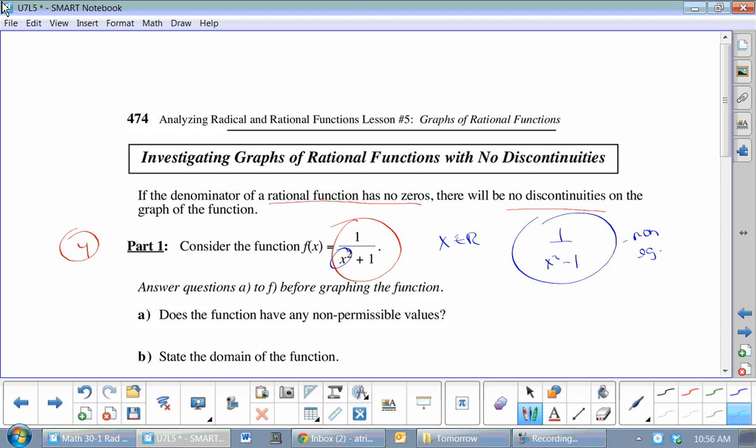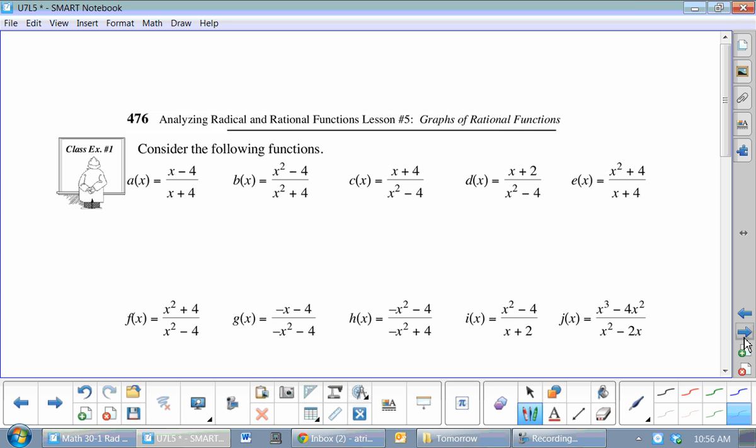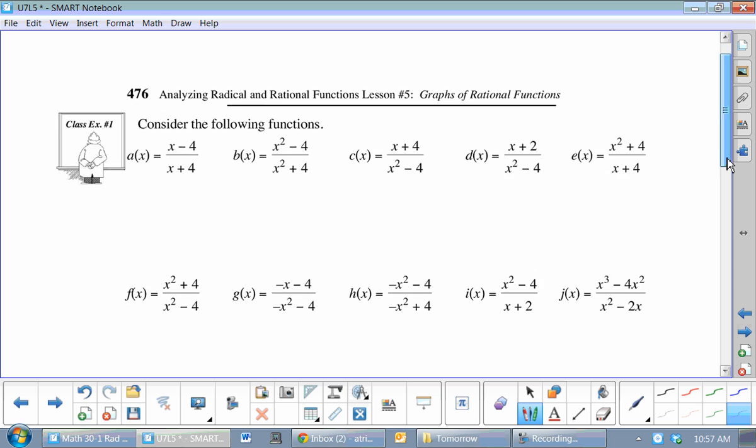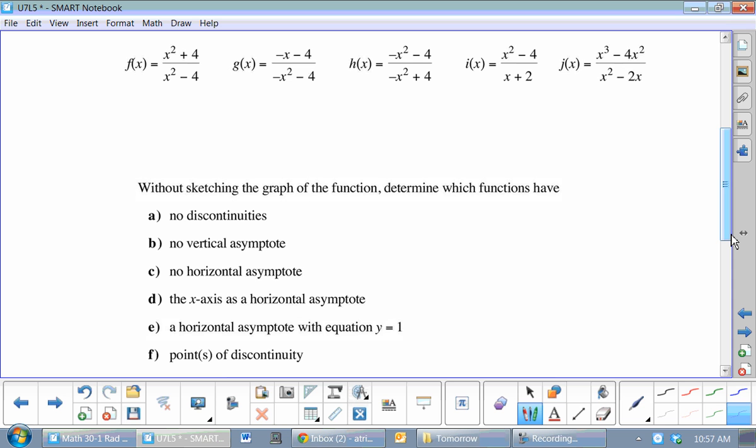These little rules. Now, we're actually just going to go right to 2 examples knowing those 4 things. So I'm thinking vertical asymptotes, point of discontinuity, horizontal asymptotes, and no points of discontinuity. Now, here's an excellent question, and you got to know your stuff to find out which one of these has no discontinuities, which has no vertical asymptotes, which has no horizontal, which has the x-axis, aka y equals 0, which one has y equals 1, and which ones have point of discontinuity.